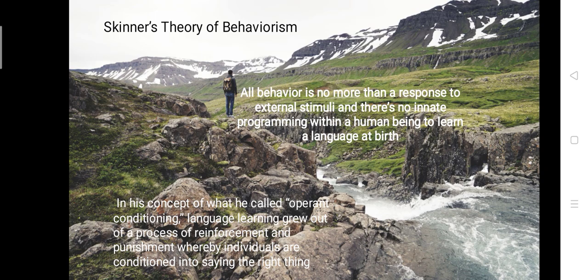Why do I choose this theory? Because in his concept of what he called operant conditioning, language learning grew out of a process of reinforcement and punishment, where individuals are conditioned into saying the right thing.